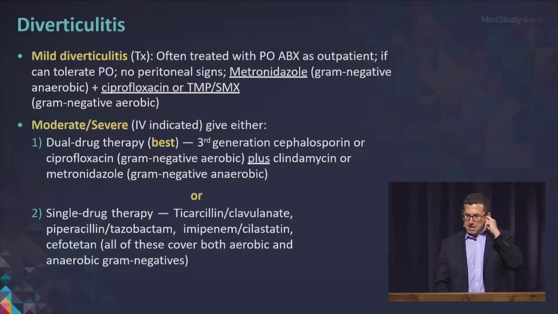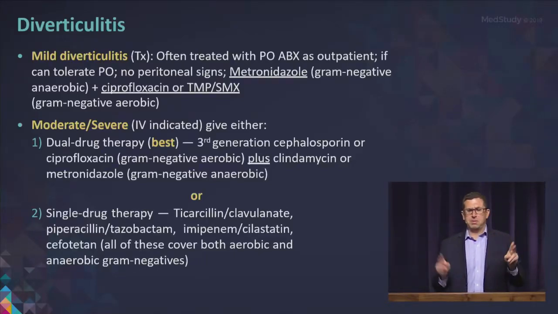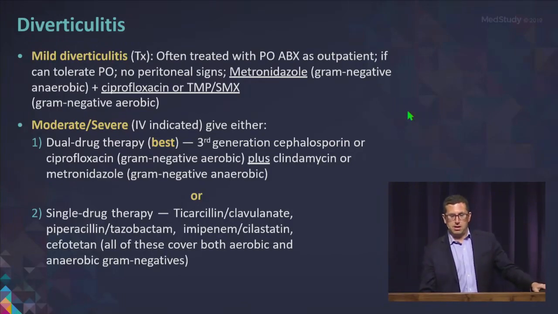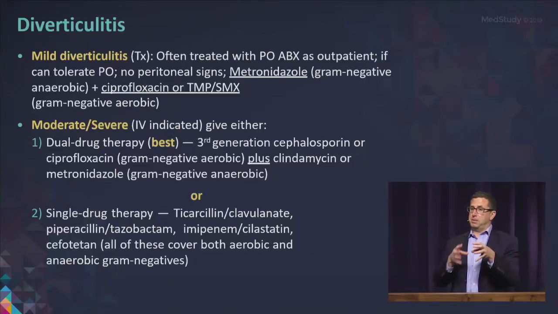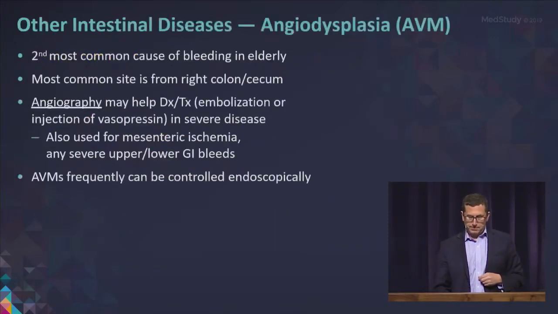In terms of treatment, the general categories would be mild diverticulitis. Most of these are going to be uncomplicated cases. I'm not going to really go into details of all these antibiotics, but the bottom line is if it's mild, you could generally get away with outpatient PO treatment. If it's moderate to severe, you're going to really need to have broad spectrum IV antibiotics. And if there's a specific complication present, like a phlegmon, it may need to be drained.